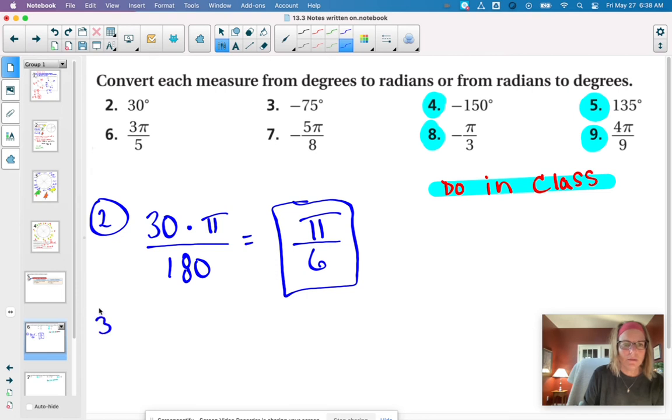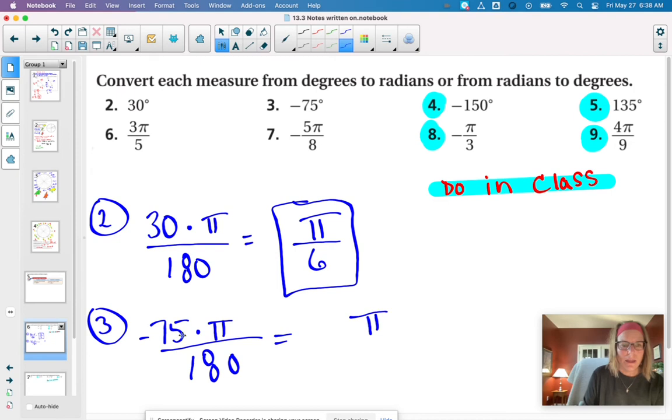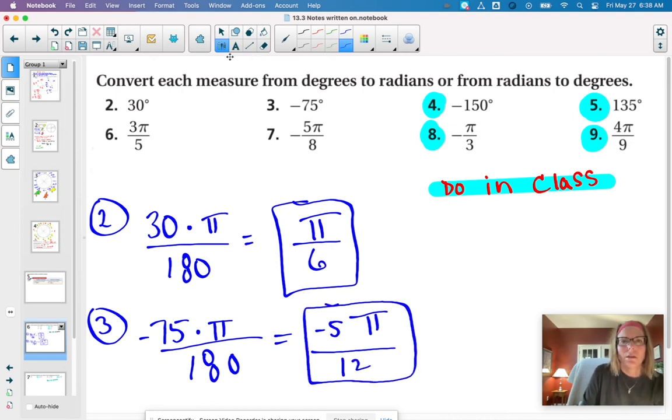And number 3, I'm starting again in degrees. I'm going to take that times pi over 180. There's the pi. And if I reduce the fraction, negative 75 over 180, I get negative 5 pi over 12.